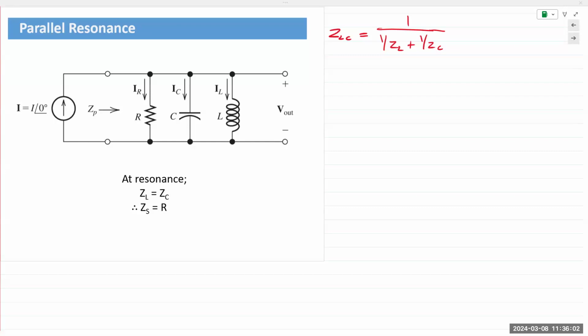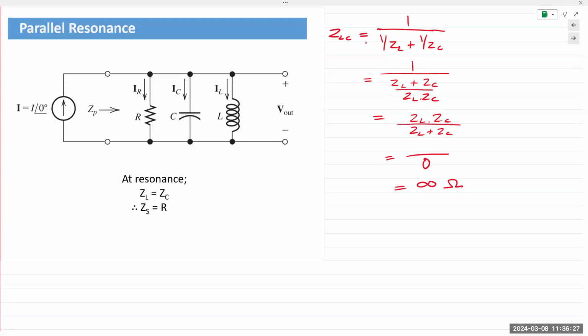Okay, so this would give me ZL plus ZC, meaning I'm dividing by 0, and so the effect of the capacitor and inductor impedances would be that it would tend towards infinity. So the parallel combination of the capacitor and inductor is effectively behaving like an open circuit.